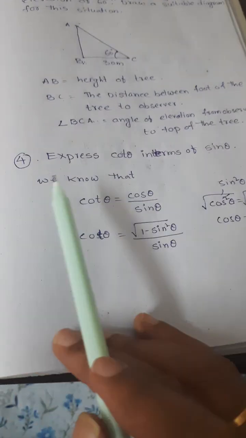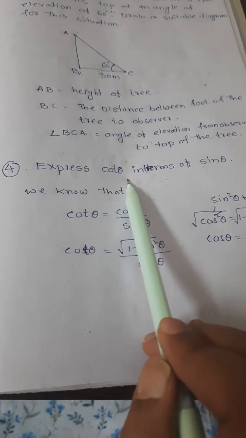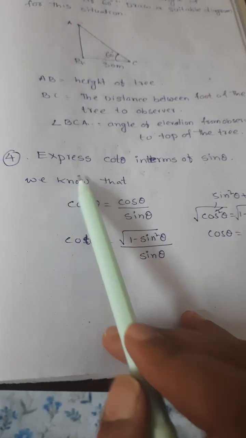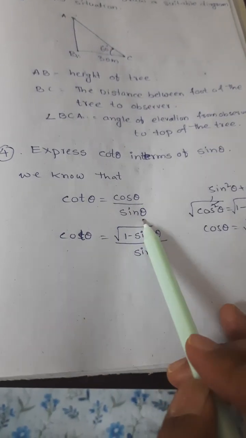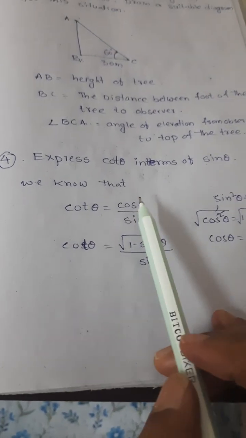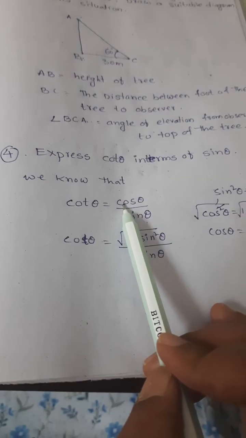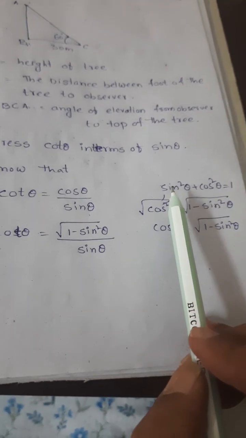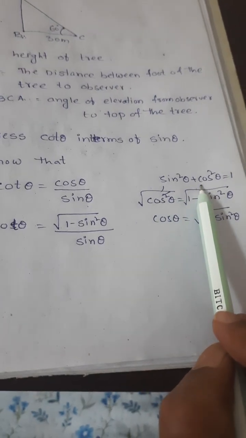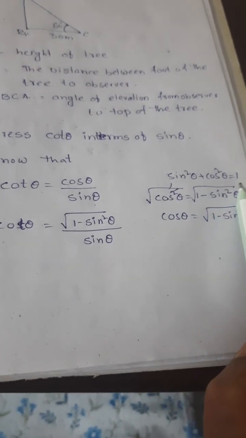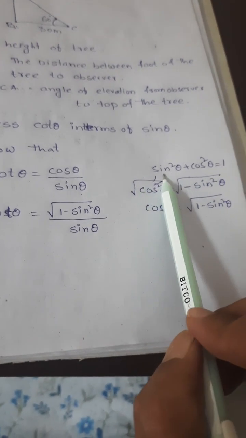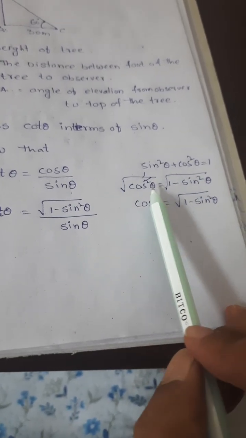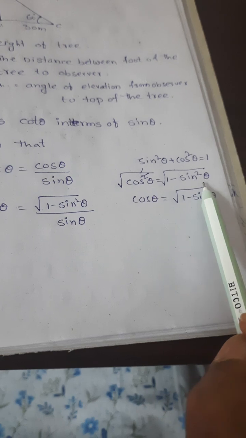Okay, the next question. Express cot theta in terms of sin theta. We know that cot theta is equal to cos theta by sin theta. We can convert that cos theta into sin theta terms. Already we know the identity sin square theta plus cos square theta is equal to 1. We can transpose sin square theta to the RHS, it will become minus. Cos square theta is equal to 1 minus sin square theta.